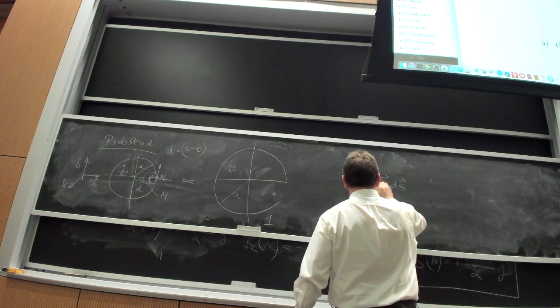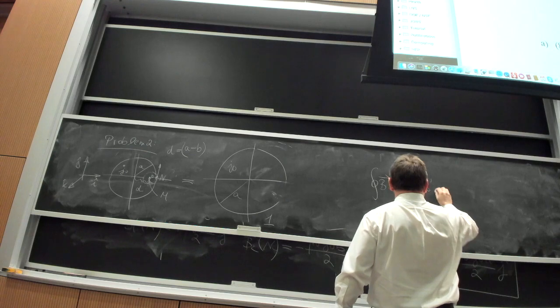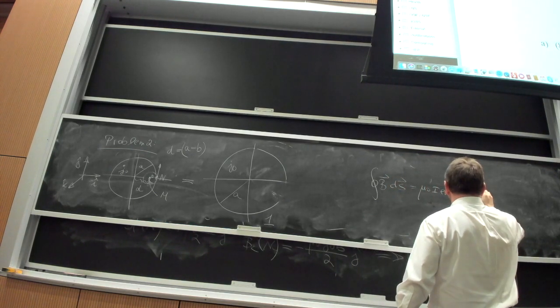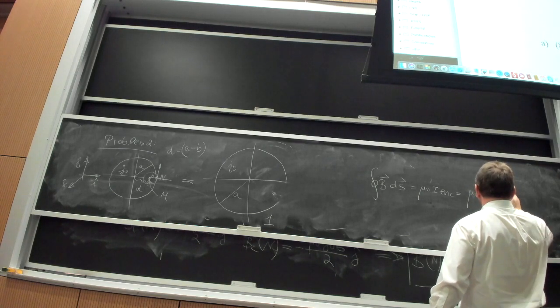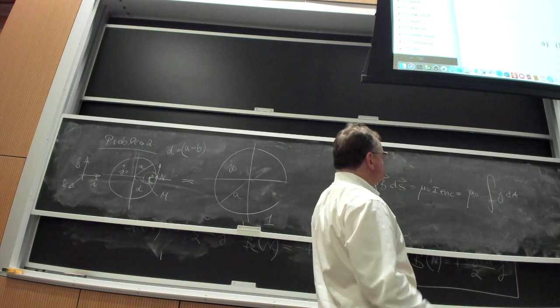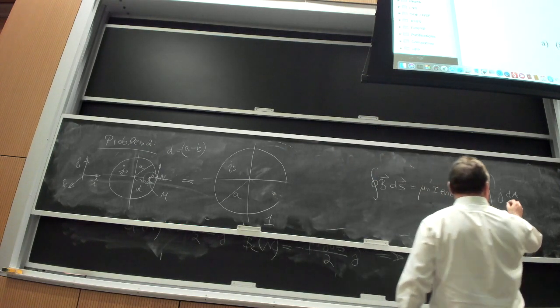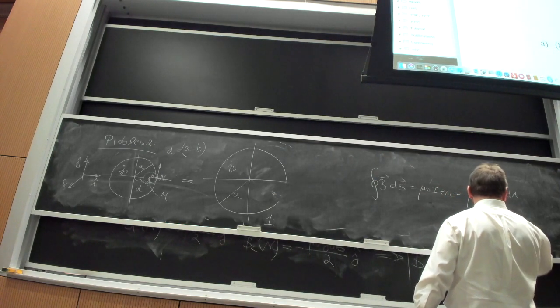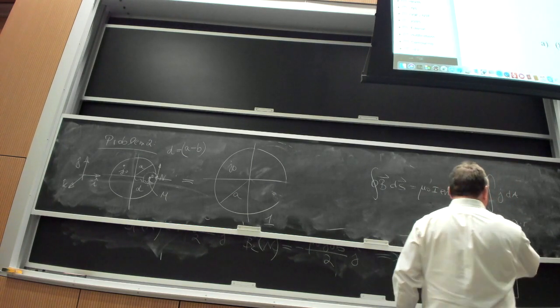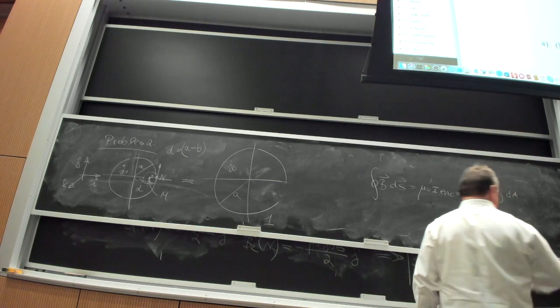So mu naught times enclosed current. So that would be now mu naught times J dA. Okay. So now let's say J has a radial dependence. Let's say something like alpha times R. Now you have to formulate dA appropriately.